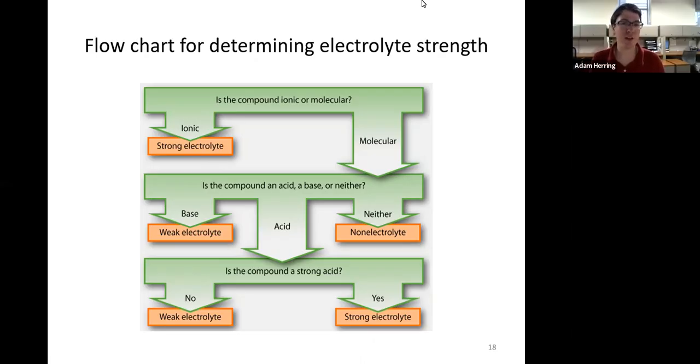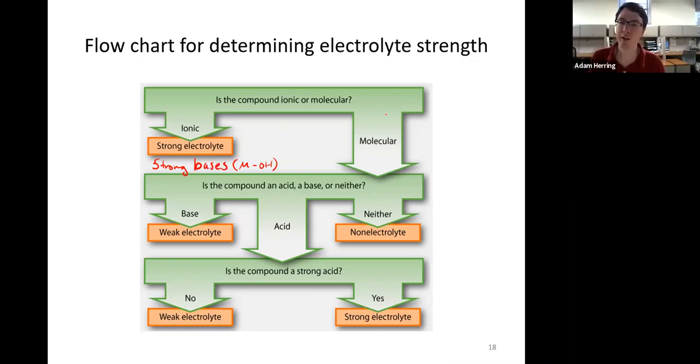The first question in this flow chart is to identify whether the compound is ionic or molecular. If it's ionic, it's going to be a strong electrolyte. And notice that this includes our strong bases, the metal hydroxides, which are ionic.